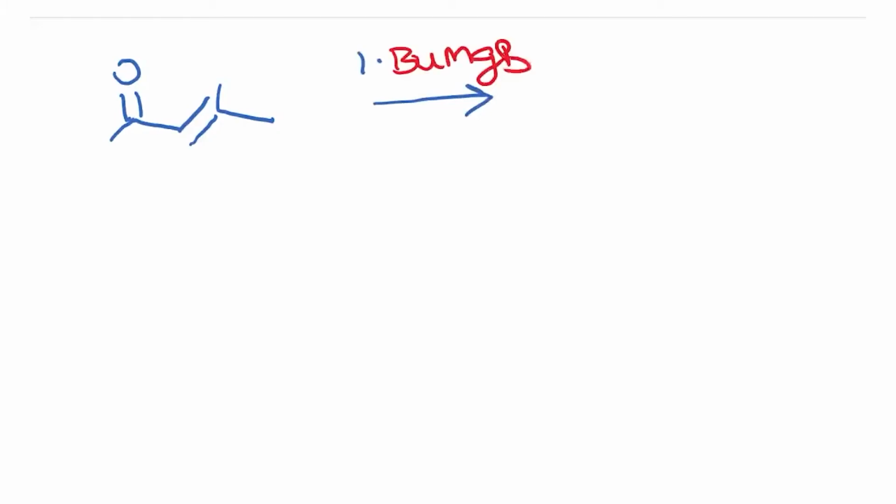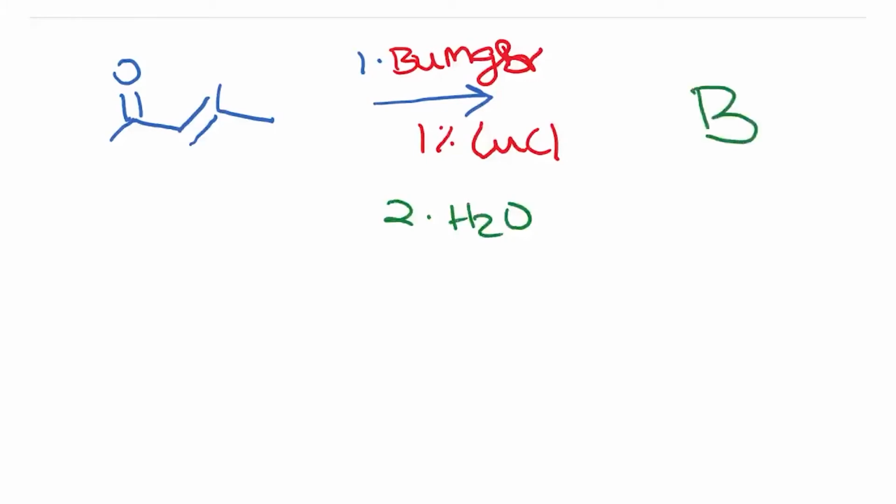Now we are going to change the conditions a little bit, just like we increased the temperature in the case of the sodium cyanide reaction. What we will do is add butyl magnesium bromide, but the difference here is we will add 1% of copper chloride. And the second condition remains the same, which is basically work up with water. And now I get this product B.